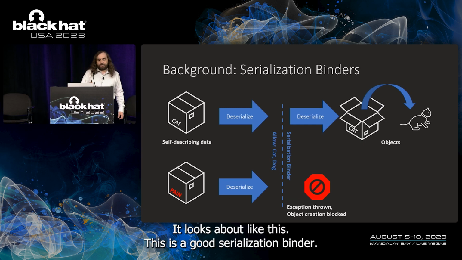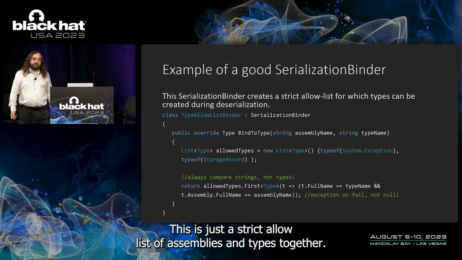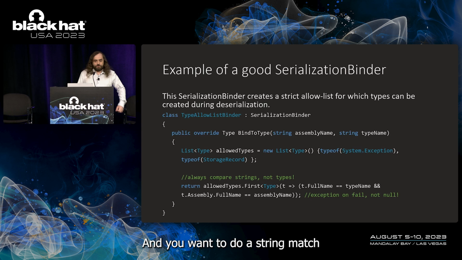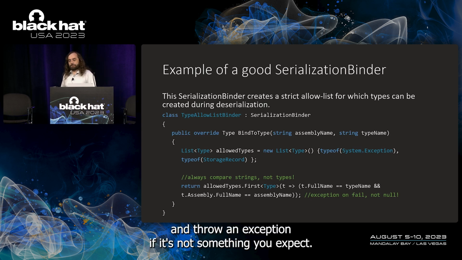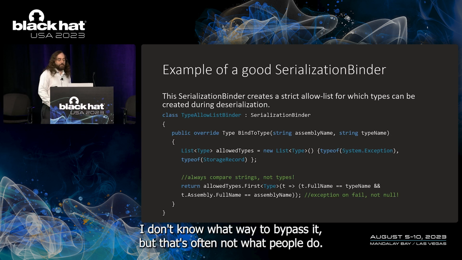And so if you're doing it right, it looks about like this. This is a good serialization binder. This is just a strict allow list of assemblies and types together. And you want to do a string-string match and throw an exception if it's not something you expect. And if you do it like that, it works OK. I don't know what way to bypass it. But that's often not what people do.